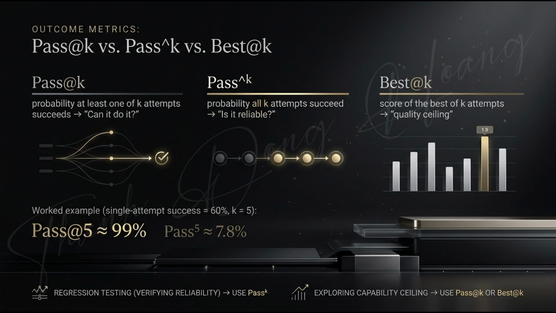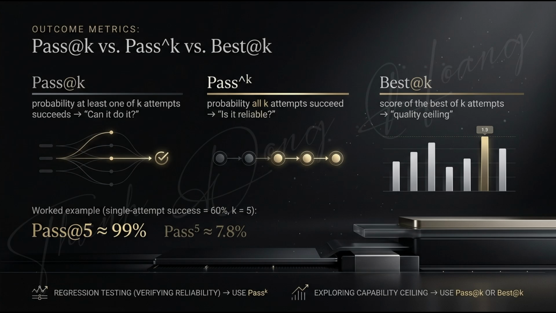Best at K measures the quality of the single best attempt out of K. Useful for open-ended tasks with continuous scoring rather than pass or fail. Here's why the distinction matters. If a single attempt succeeds 60% of the time, then across 5 attempts, the probability of succeeding at least once is about 99%, nearly certain.